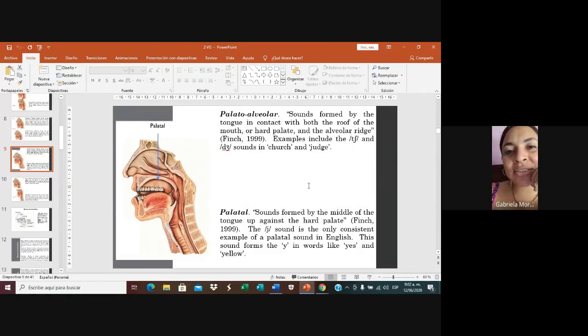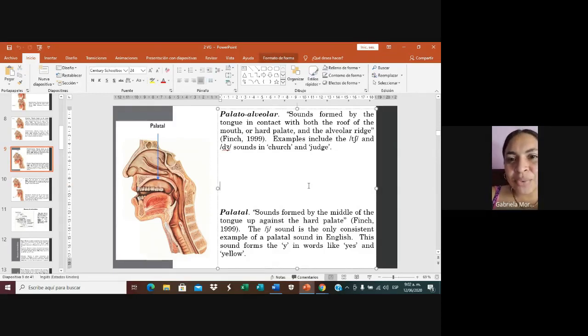Sounds formed by the tongue in contact with both the roof of the mouth or hard palate and the alveolar ridge (Finch, 1999). Examples include the sound in church and judge. Okay, thank you. In this place of articulation, we have two sounds.